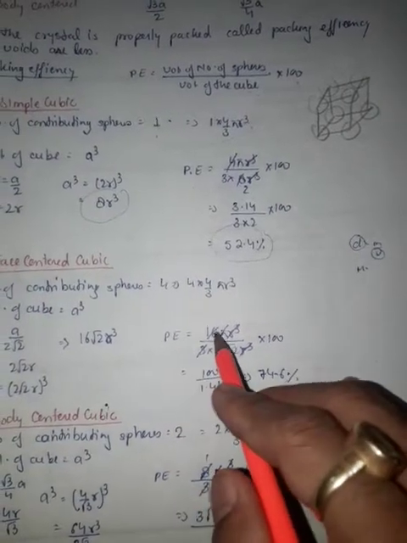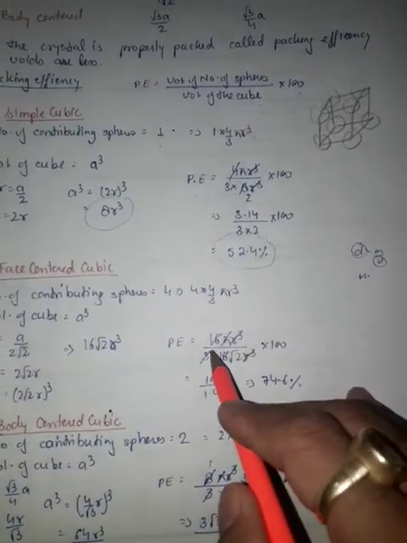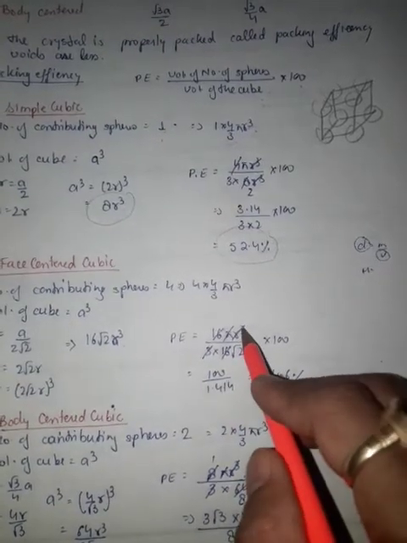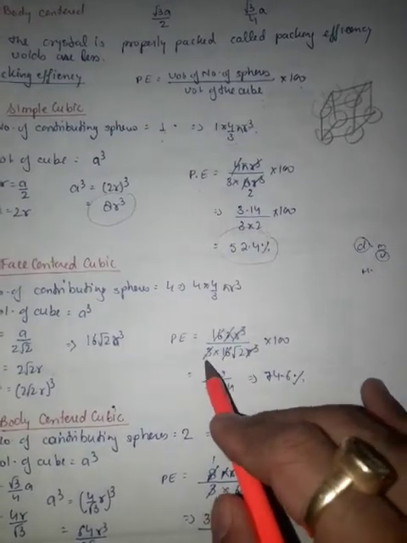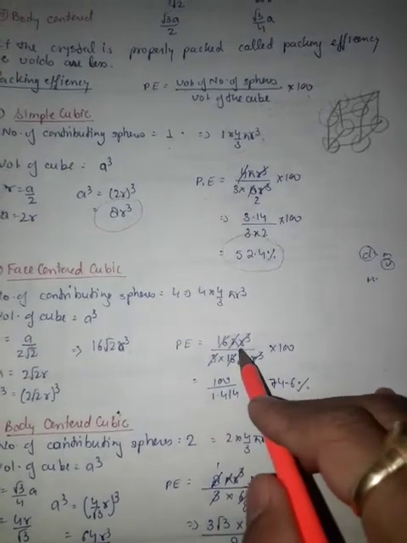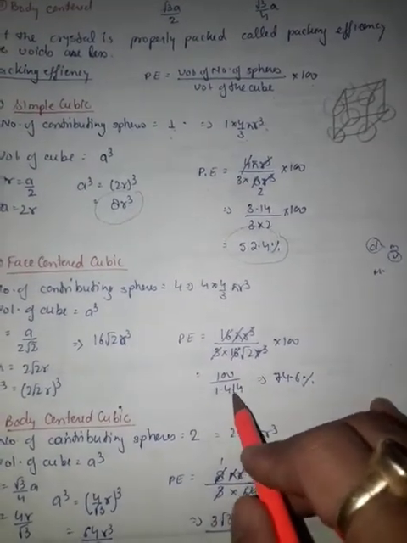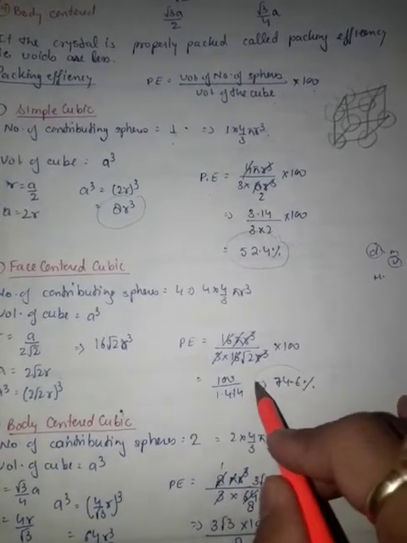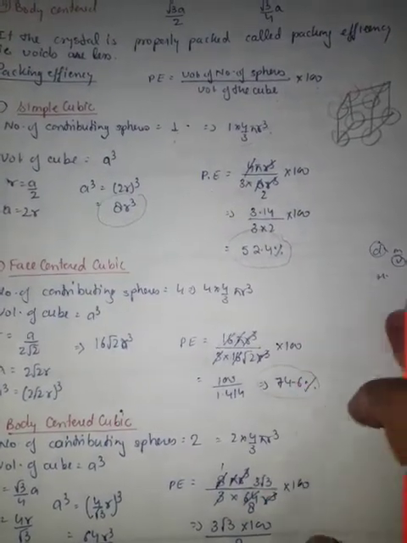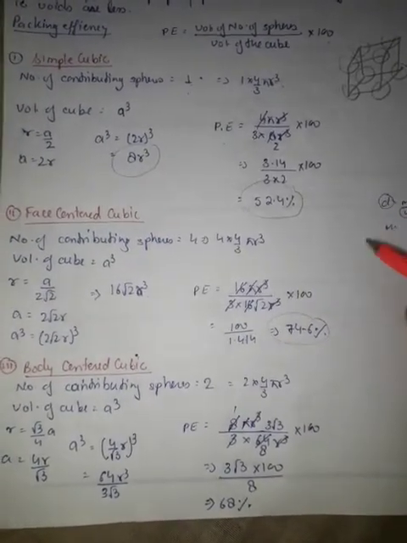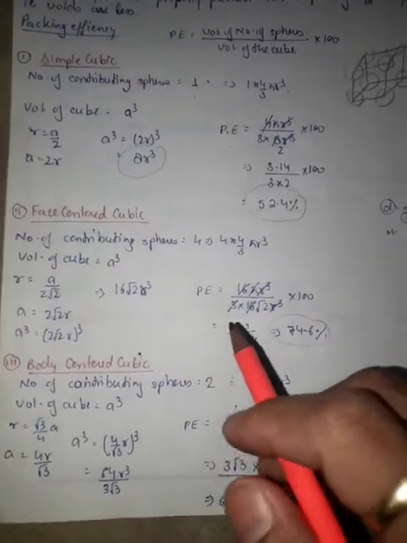Packing efficiency is 16 pi r cube upon 3 into 16 root 2 r cube. R cube cancels, 16 gets cancelled, 3 gets cancelled by pi. So we get 100 upon 1.414, putting the value of root 2 as 1.414, and we get the value 74.6%. That is, this much of the atoms are packed completely.